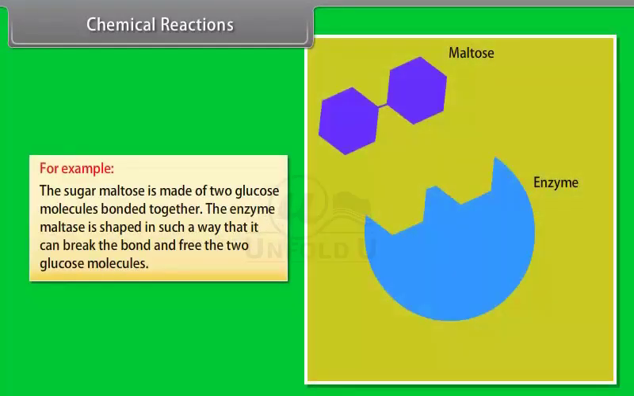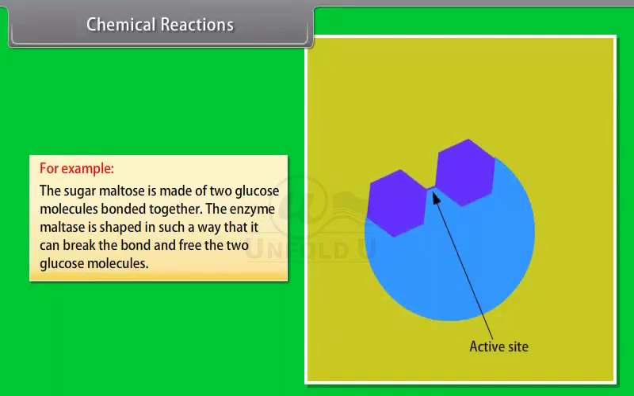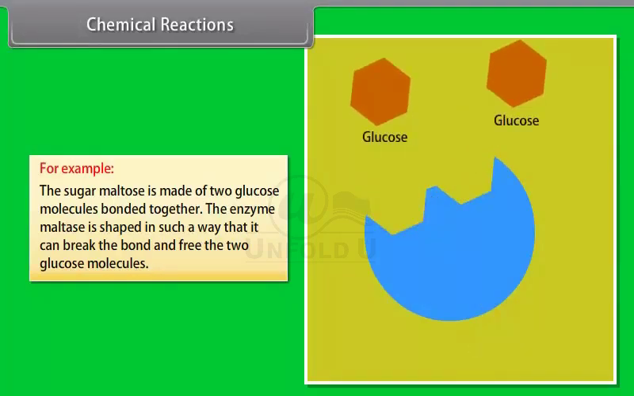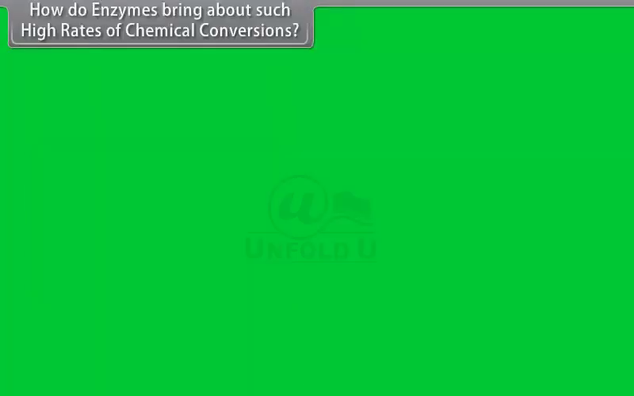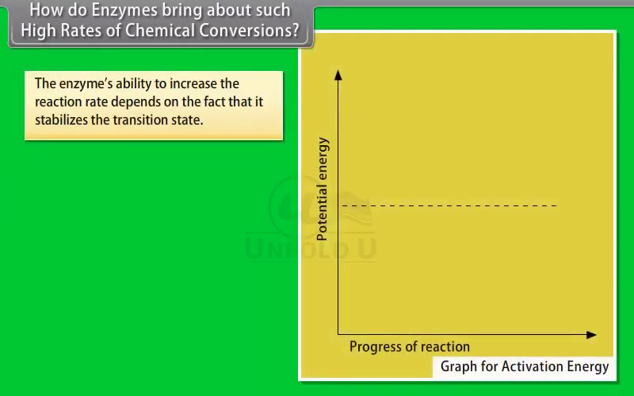For example, the sugar maltose is made of two glucose molecules bonded together. The enzyme maltase is shaped in such a way that it can break the bond and free the two glucose molecules. How do enzymes bring about such high rates of chemical conversions? The enzyme's ability to increase the reaction rate depends on the fact that it stabilizes the transition state.